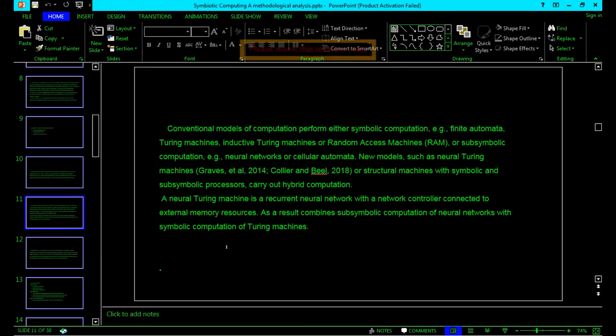A neural Turing machine is a new model of automata that combines a recurrent neural network with a network controller connected to external memory resources. As a result, a neural Turing machine combines sub-symbolic computation of neural networks with symbolic computation of Turing machines.